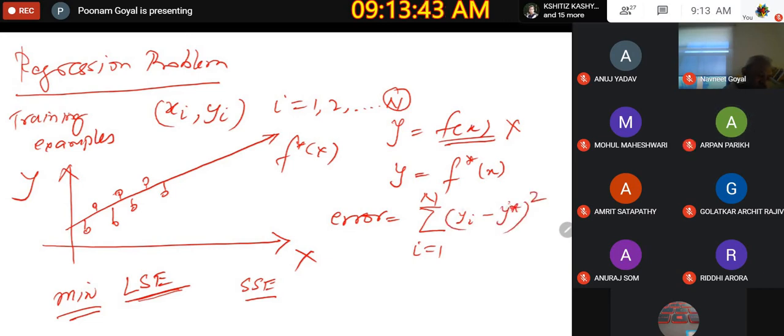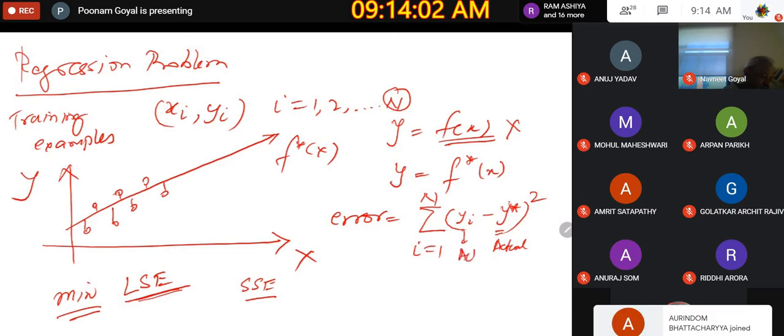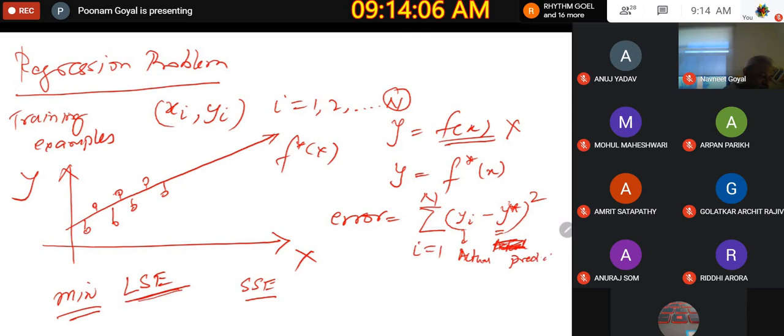So this is, say, the actual value. Yi is the actual value, right? And this is my predicted value, by using the function y is equal to f star x. So I'm just using y star. I do this for all the points.